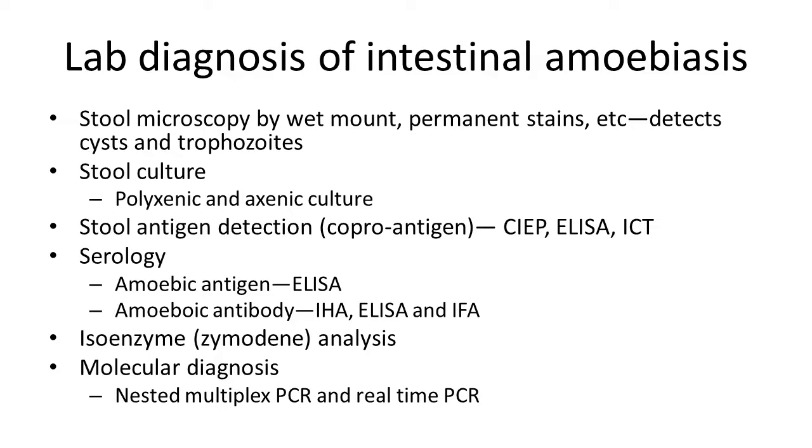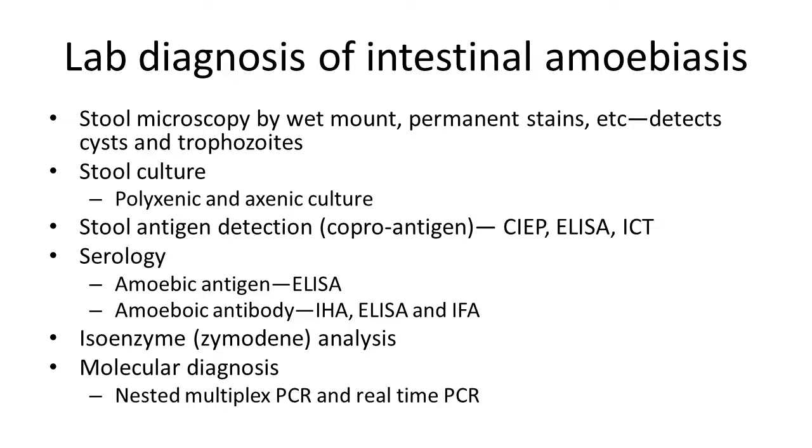So we have to do a wet mount preparation. When doing the wet mount preparation, we have to use saline and iodine. When we take the sample for testing, we have to take it from where the blood and mucus are present, because in that area we can see a large number of parasitic stages. Especially if we see blood and mucus, it is acute amoebiasis, so most of the time we can see trophozoite stages.